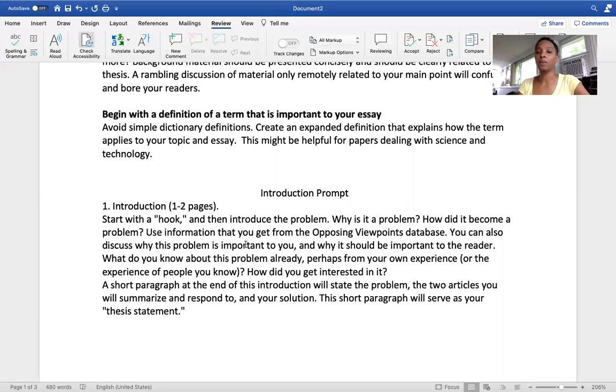I do want to point out, we're going to come back to these series of questions that Brian did post, but I do want to point out that at the very end of the introduction, there should be a short paragraph that does a couple of things. It should state the problem. It should briefly go over the 2 articles that you found in opposing viewpoints. You're not going to summarize them in detail, because that happens next week when we start to work on the body. And it should provide your solution. Your solution is serving as a thesis statement for this essay.